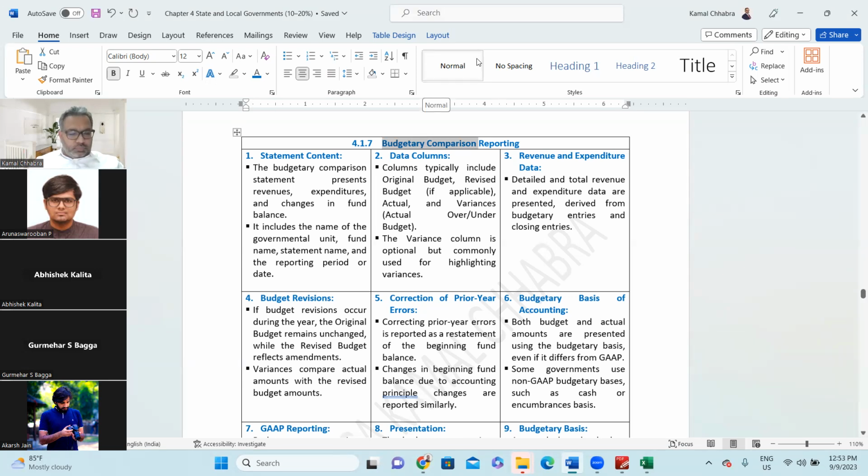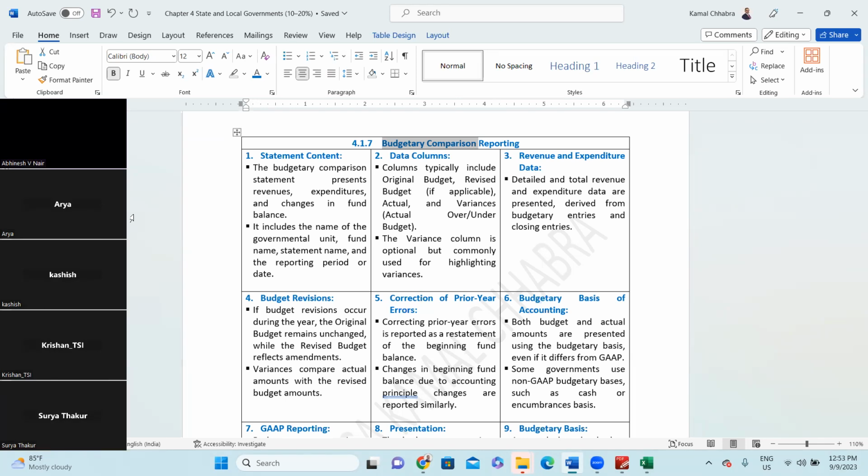Sir, because I believe a proper budget is approved for different government projects, so it is important to monitor against those budgets. That's why proper reporting is required. Very true. Anyone else would like to add? Gurmeher? Ayush? Akash? Kashish? Because each and every component of the budget has to be compared before and after.